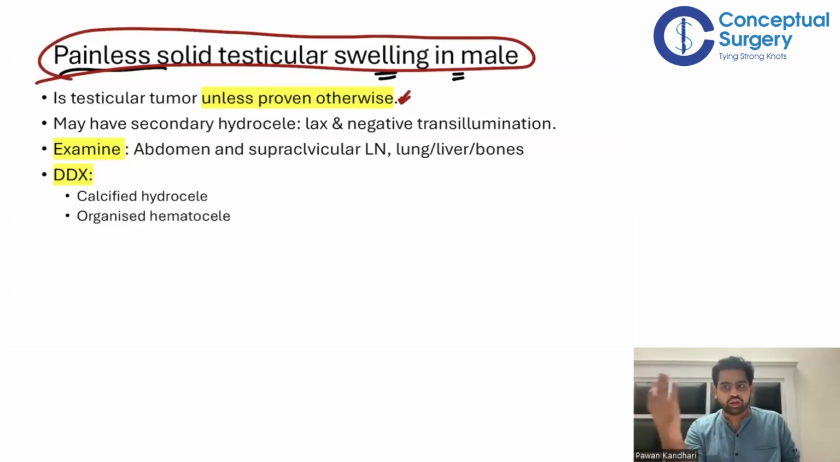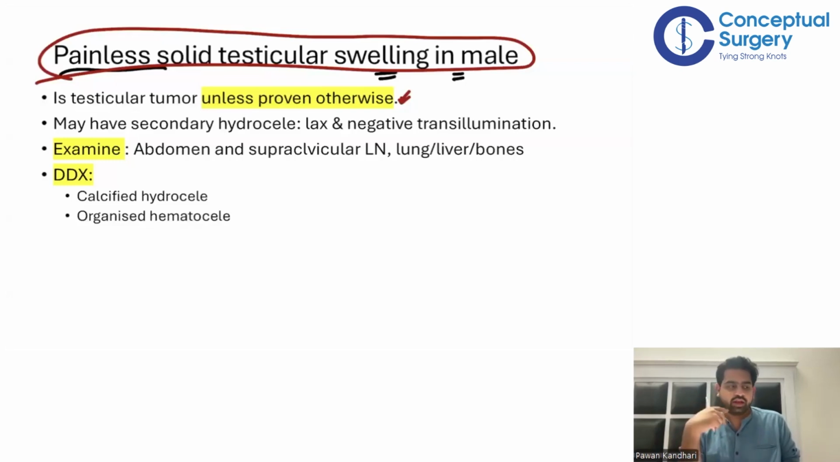Secondary hydrocele is a reactionary hydrocele which occurs because of some underlying pathology, which includes epididymo-orchitis, testicular malignancies, all those things. So maybe there is a testicular mass which has led to a secondary hydrocele, and then you're considering it a hydrocele. So it is good to get an ultrasound done just to evaluate the underlying testes.